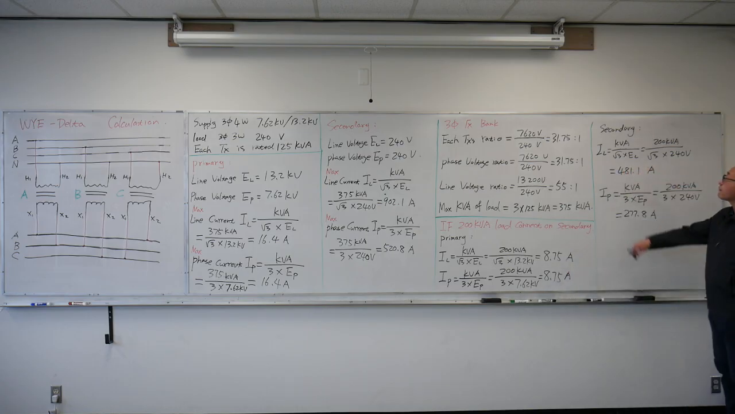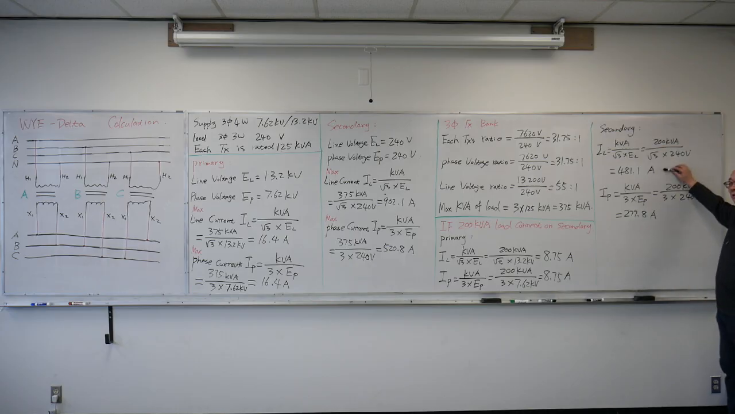Secondary side, line current is 481.1 amps. Phase current is 277.8 amps. The line current is root 3 higher than the phase current, because the secondary side is delta connected.